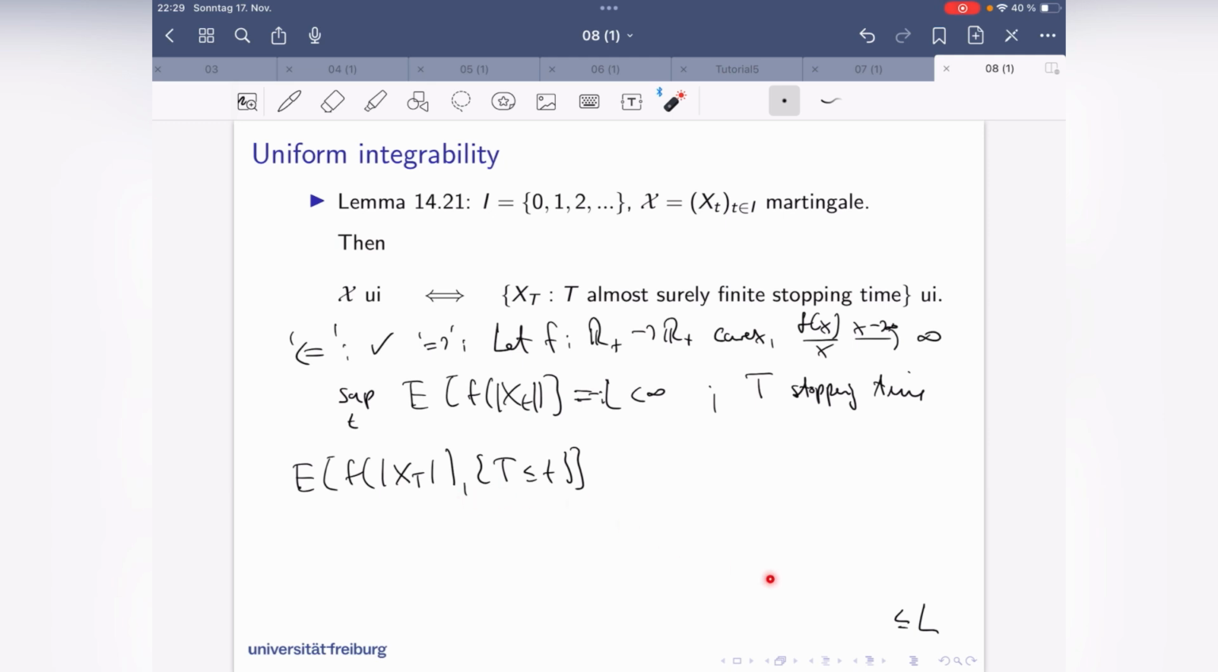Because once we have this, we can let small t go to infinity on the left-hand side. By monotone convergence, we get that the left-hand side converges to the expectation of f of absolute value of X_T. And we can then take a supremum over all stopping times T here. And then we have the same property, but with all stopping times here instead of the fixed times here, which shows that the right-hand side here is uniformly integrable. So that's what we want to show.